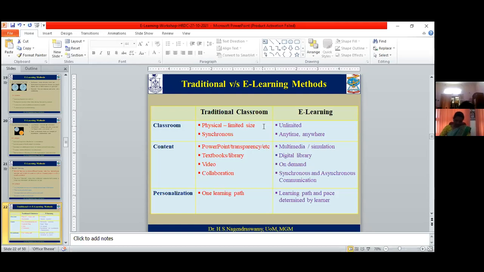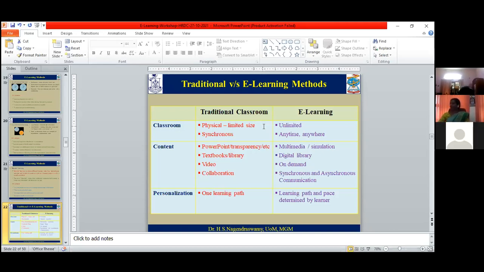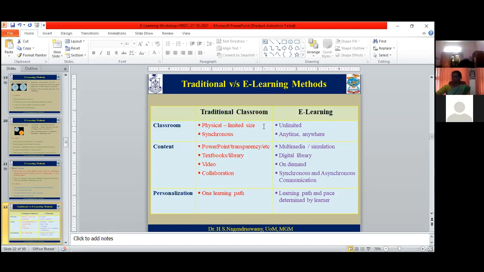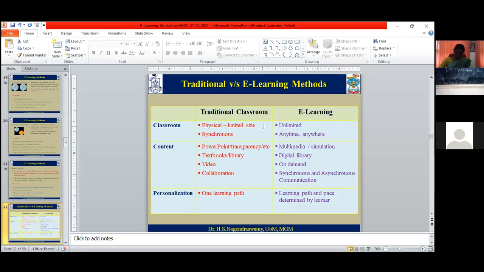But when it comes to the content, in a traditional classroom we normally use PowerPoint, transparencies, etc., which we are all familiar with. But in an e-learning class or environment, apart from this, we can use multimedia and simulation. Many of you are already familiar with this from your sessions. I don't know how many of you are delivering a lecture with multimedia content or simulation. I believe today it has become common. You might have experienced it. So, multimedia or simulation.